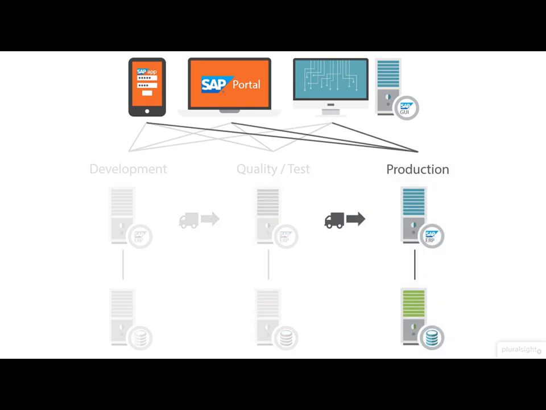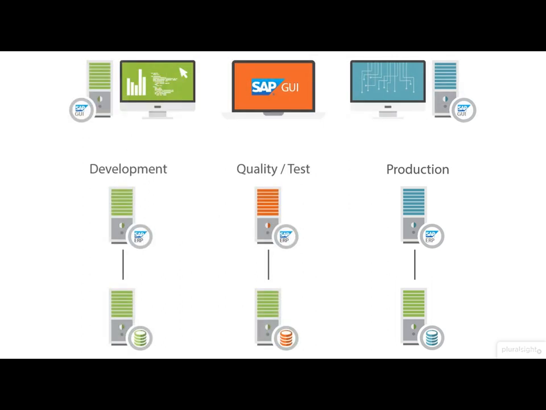Finally, the productive system is generally used by system administrators who monitor the status of the system and intervene if needed, and business users who perform their daily business activities like financing, warehousing, HR, or many other activities. Here we don't test or develop anything. This is the system where the real business processes are actually being executed.